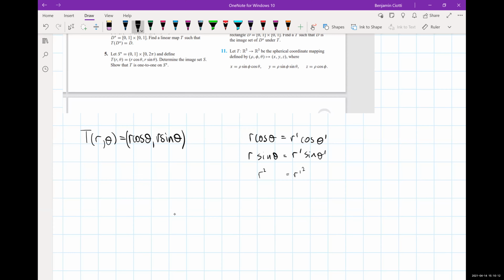So then I said R equals plus or minus R prime. But we know R is in the interval 0 to 1, so we can throw out the negative and we get R equals R prime. Now I am stuck trying to show that theta equals theta prime.